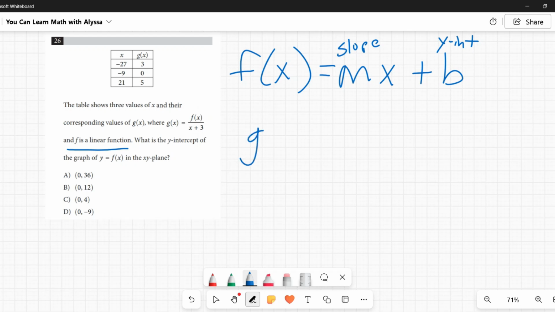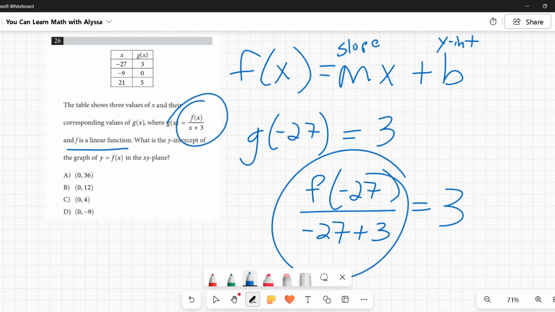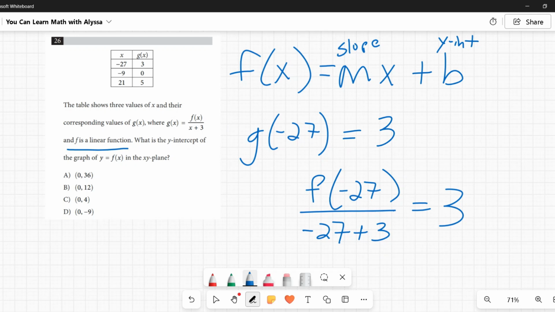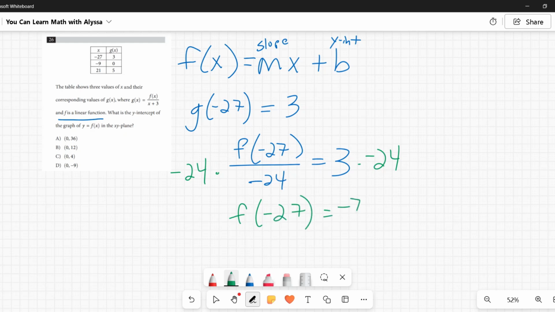So, g of negative 27, I'm going to get 3. Well, what happened? It was f of negative 27 over negative 27 plus 3, and if I do that math, I will get 3. Okay, so on the bottom, negative 27 plus 3 is negative 24. So f of negative 27 is being divided by negative 24. I'm going to multiply both sides by negative 24 to undo that division. So I get that f of negative 27 is equal to 3 times negative 24, or negative 72.